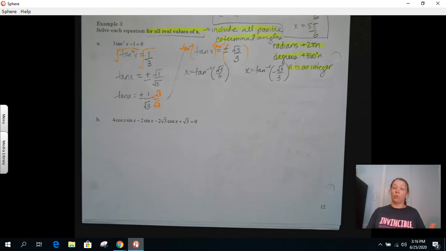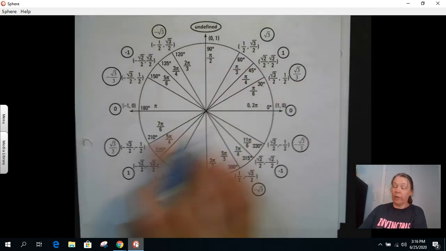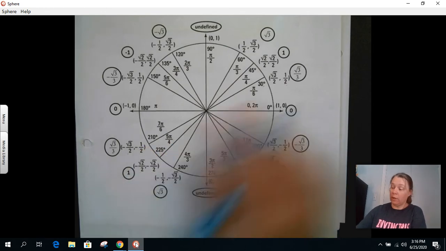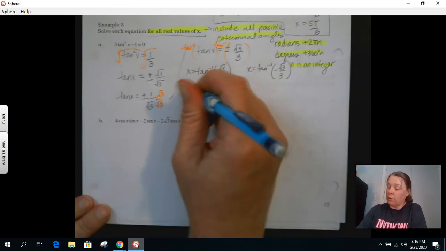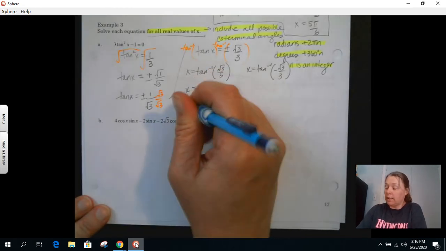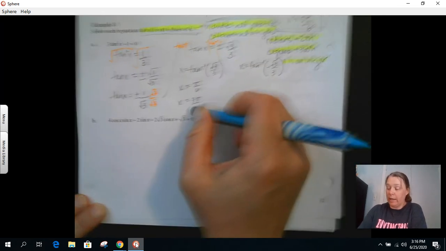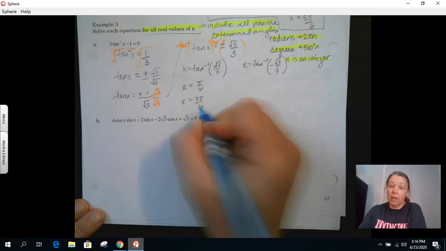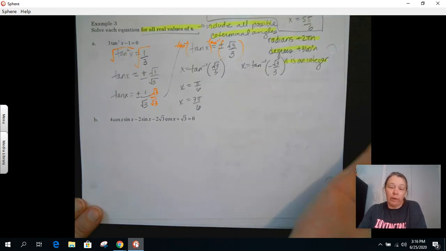Okay, so root 3 over 3, the tangent is root 3 over 3 here, and then over here in the third quadrant. Okay, so here and here. So at pi over 6 and 7 pi over 6. So x equals pi over 6 and x equals 7 pi over 6. Technically, this did not say I had to give my answer in radians. I just did. But it didn't specify. I could have given it in degrees.